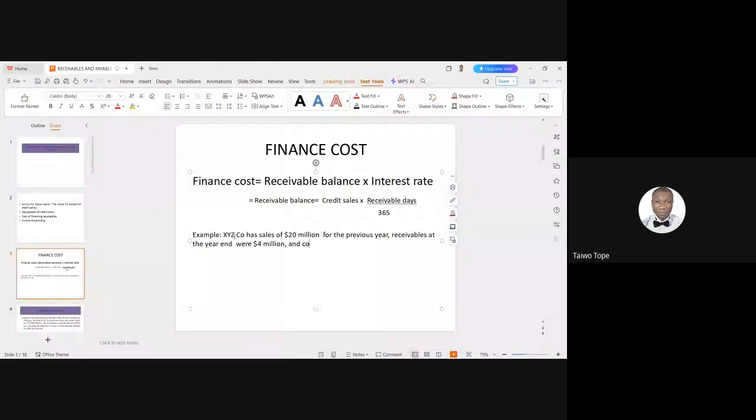And the cost of financing the receivables is covered by an overdraft, at the interest rate of 12% per annum.